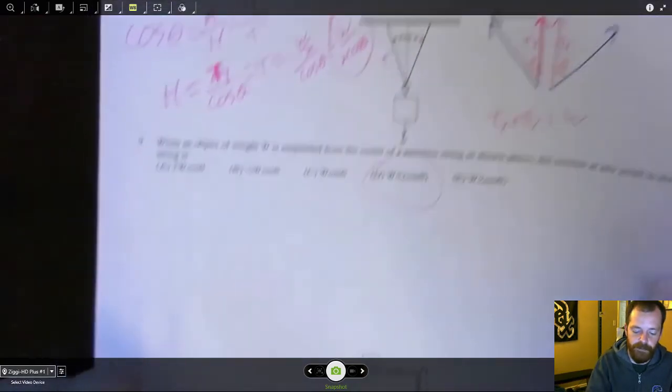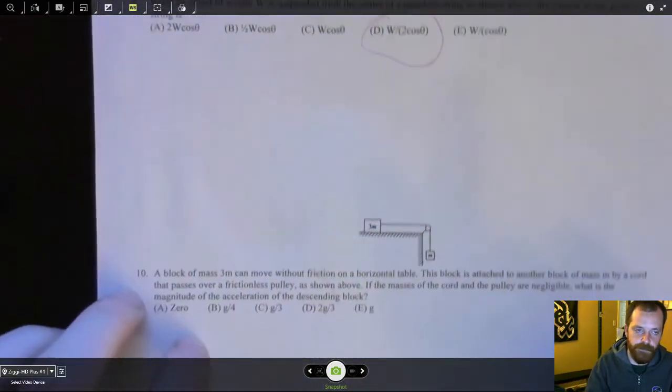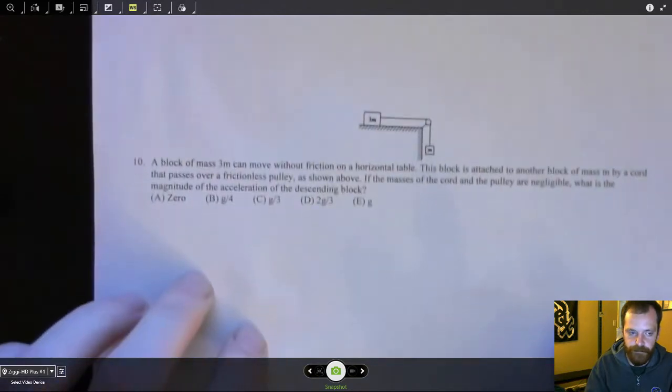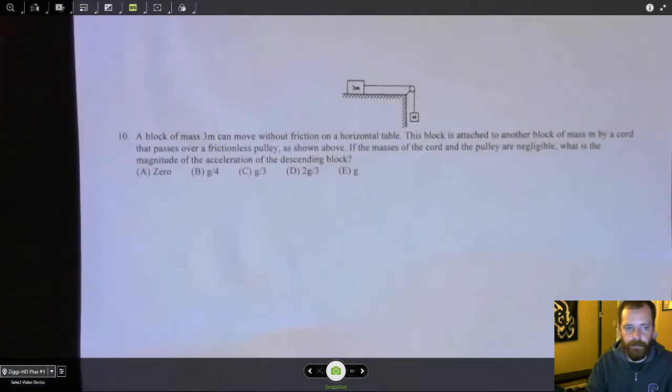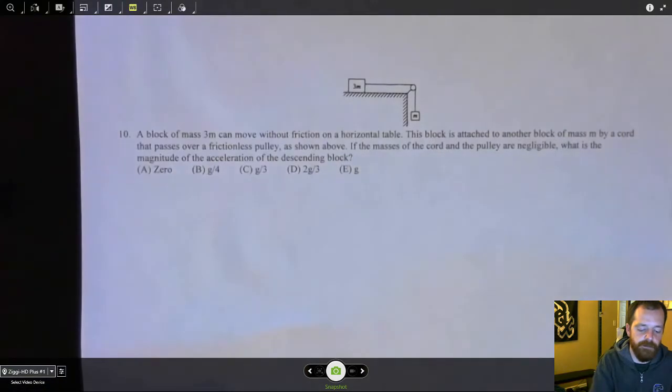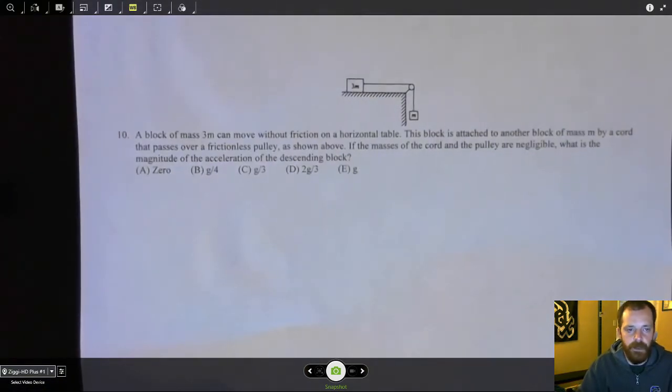Kind of a complex problem there. But the important thing was realizing two tension forces. Alright, number 10. So we have two objects. One is on a frictionless table, can move without friction on a horizontal table. The other one's hanging from a rope off of a frictionless pulley.